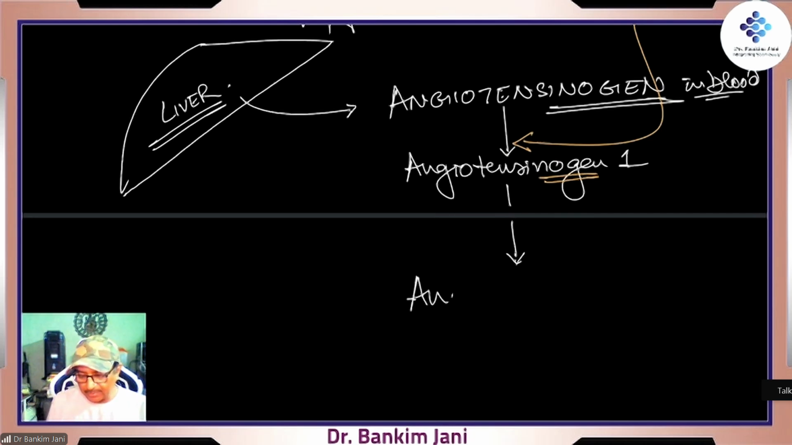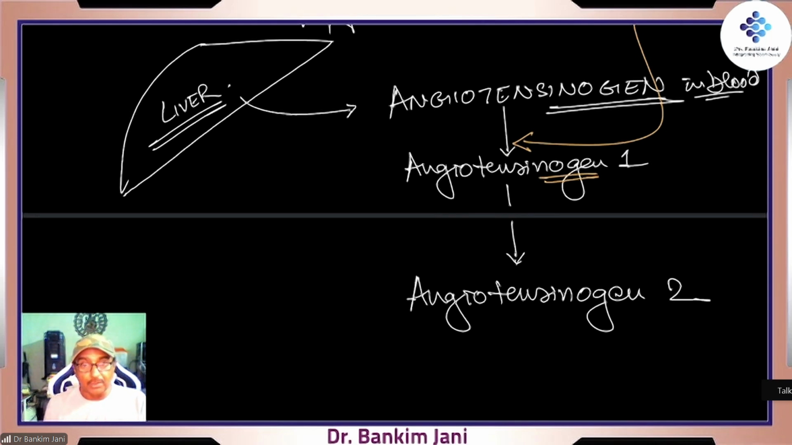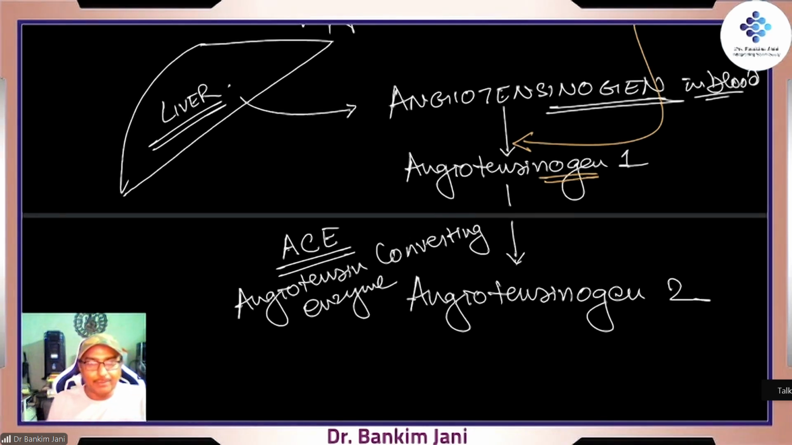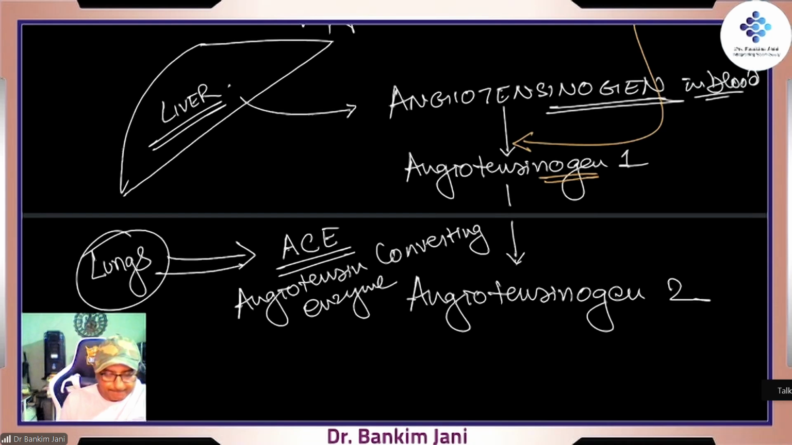That is now getting converted into angiotensin 2. Now this is by ACE. ACE is angiotensin converting enzyme. And from where does it come? It comes from the lungs. So the lungs release ACE, and that gets converted into this angiotensin.